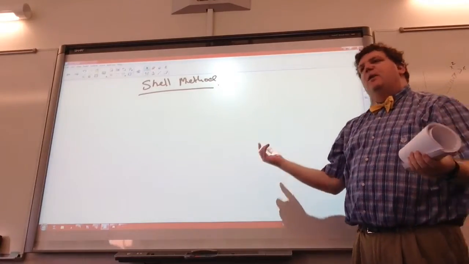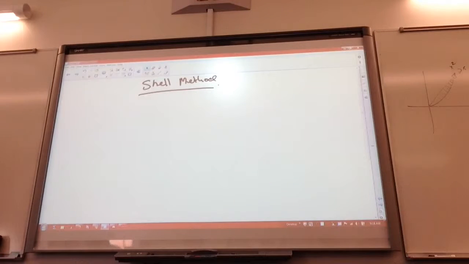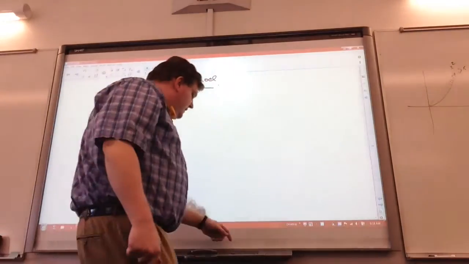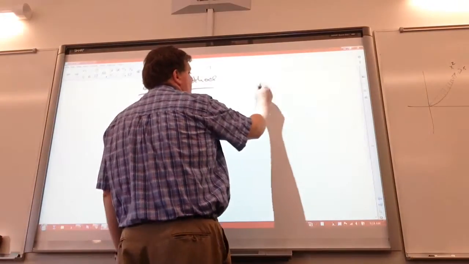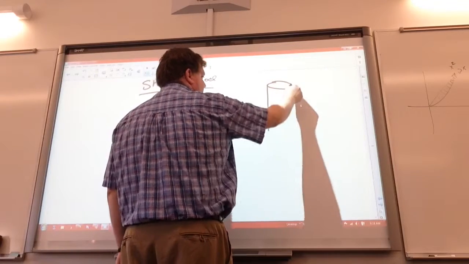Okay, sort of the same way with the disk method, we're taking 2D disks and adding one on top of another to make a solid. Here we're taking lateral surface areas, adding them one on top of another to make a solid. Okay, so it's working under the same principle. It's just using a different part of the cylinder. So with the disk method, we use the top of the cylinder. Here we're going to use the side of the cylinder.